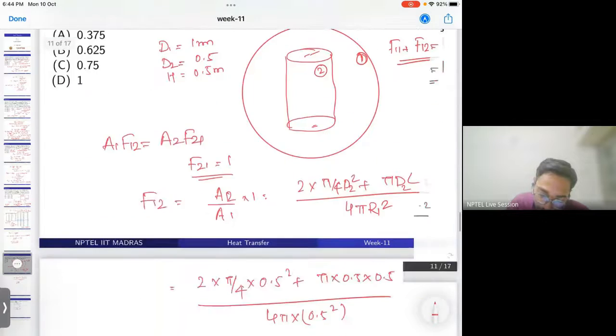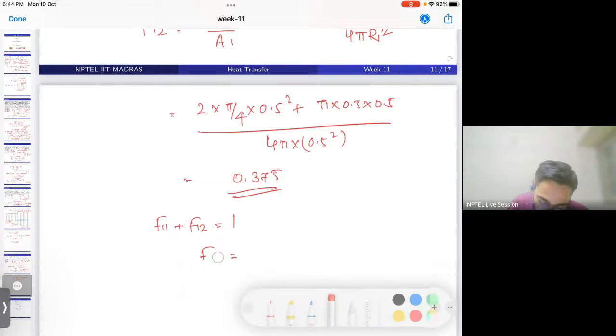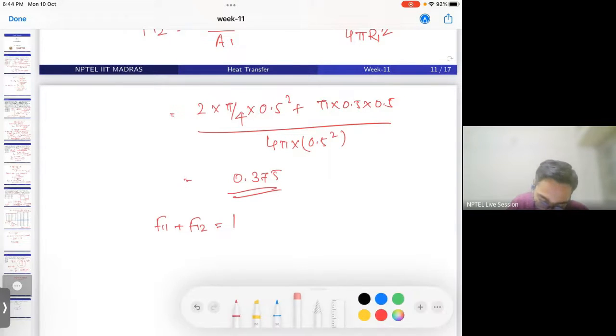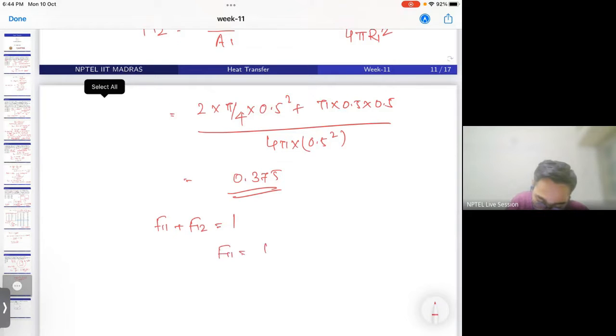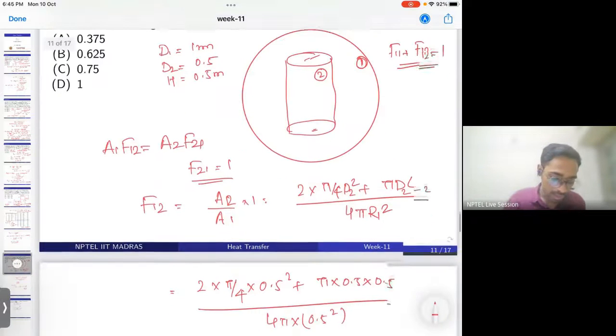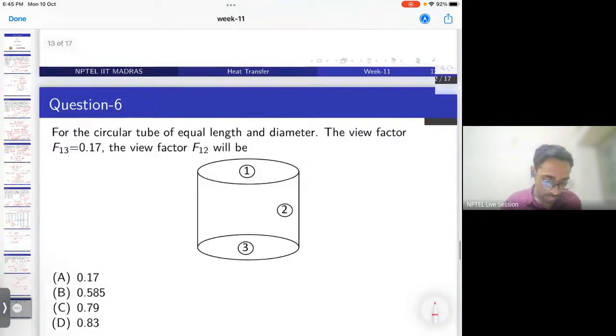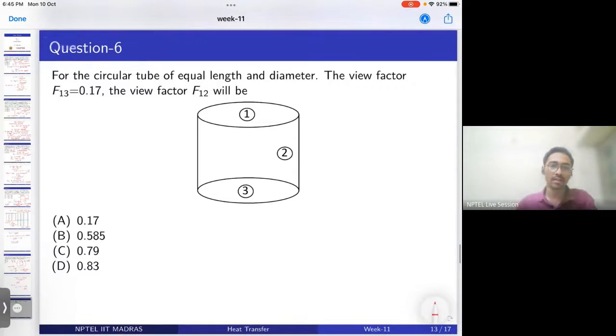From this equation, we know F11 plus F12 should be equal to 1. So F11 should be equal to 1 minus F12, which is 1 minus 0.375, which is equal to 0.625. The answer is B. So we'll move on to the next question. It's also a similar kind of question.